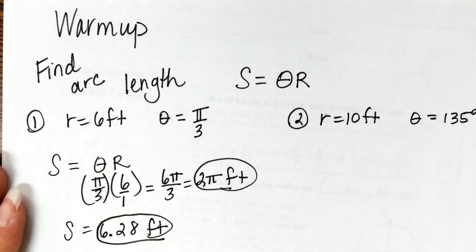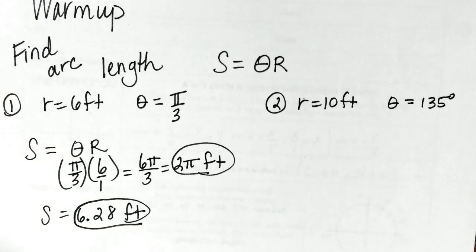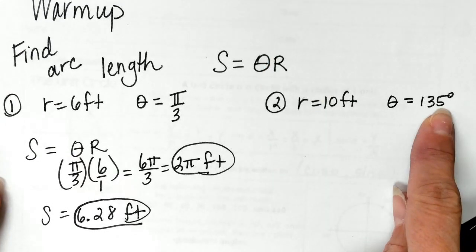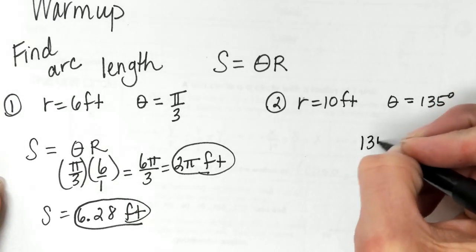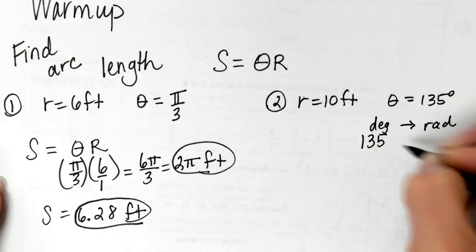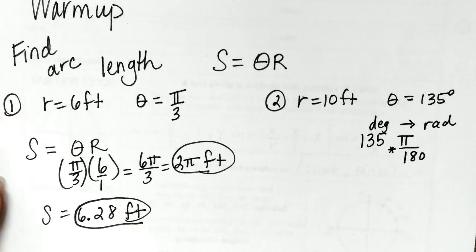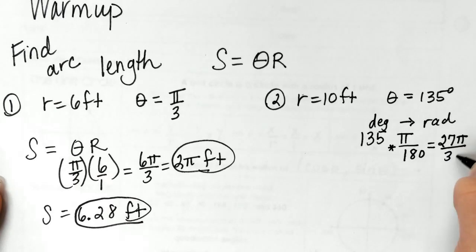Now, moving on to problem number 2. When you're looking at problem number 2, we've got a little bit of a problem. We can't do this formula with a degree. So the very first step is I would take the degree and turn it into a radian by multiplying it by pi over 180. If you do that math, we could reduce by 5s. If you reduce by 5s, you get 27 pi over 36.